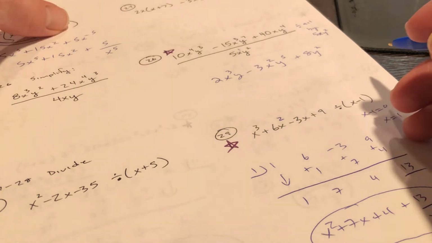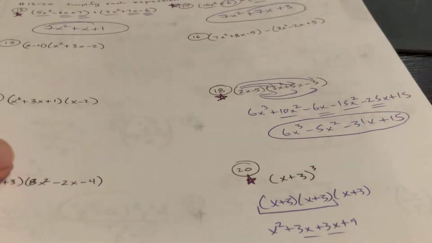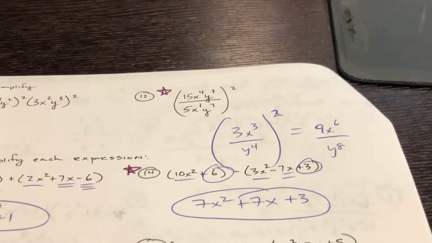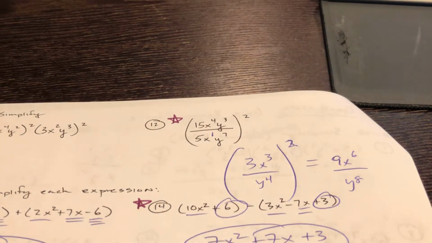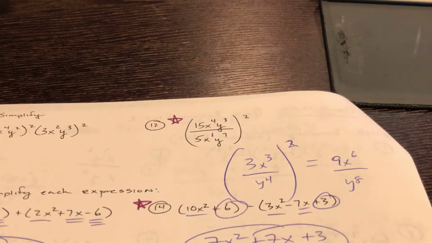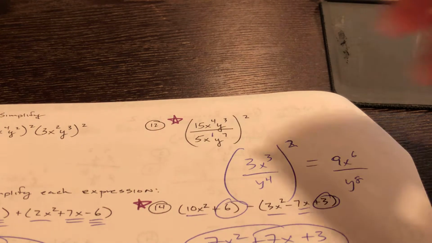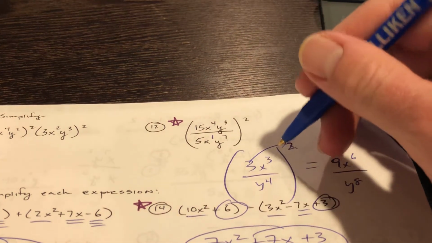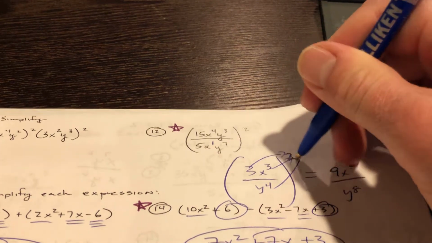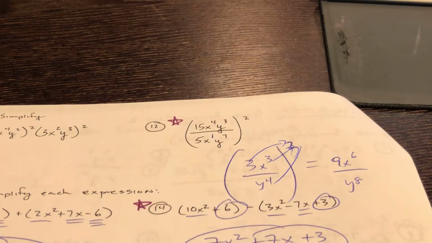All right, let's go to page 15, another review page. All right, number 12, 15 divided by 5 is 3. X to the third divided by y to the fourth. Everything is squared. 3 to the second is 9. Multiply the exponents. Y to the 6, x to the 6 over y to the 8th.